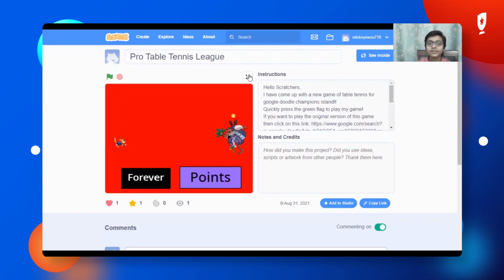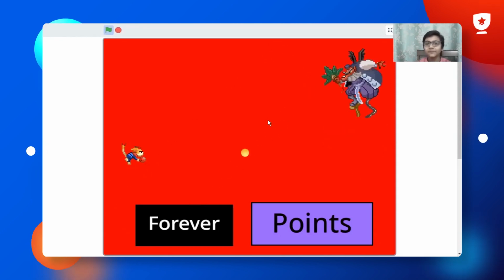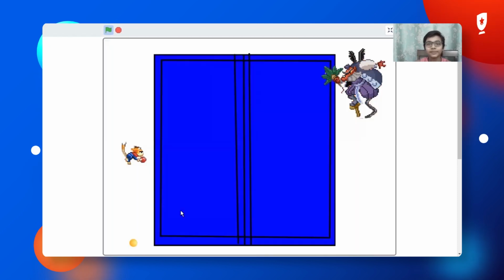Moving on to the instructions, to move the cat, we shall use the W and S keys. And to move the red man, we have to use the up and down arrow keys. You can play this game with your friends and family as it can be played on one computer.